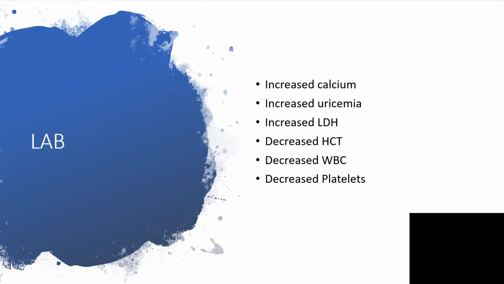Laboratory, particularly if you're suspecting tumor lysis syndrome or otherwise, you can have calcium checked. You might have increased calcium, but in tumor lysis syndrome, you're going to have hypocalcemia, and you can have increased uric acid, that is hyperuricemia, increased lactate dehydrogenase, decreased hematocrit leading to anemia, decreased white blood cells with easy susceptibility to infection, and decreased platelets leading to bleeding.